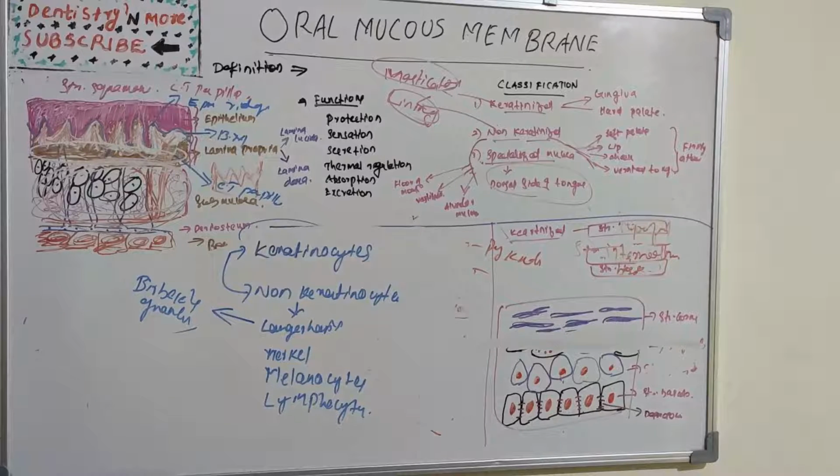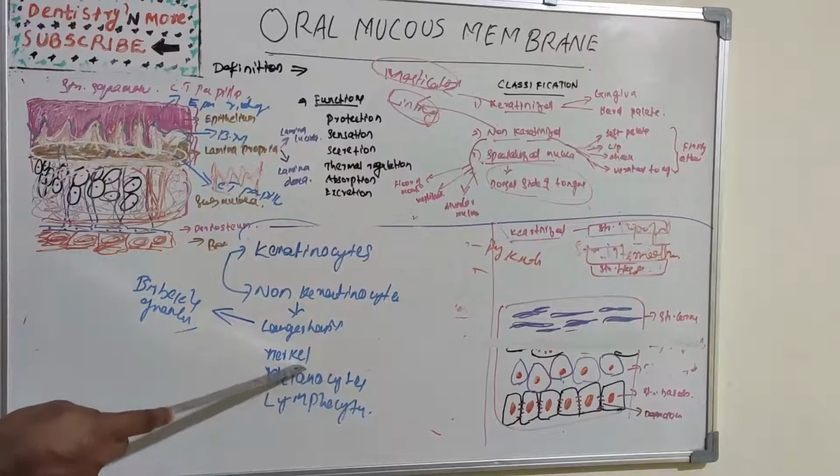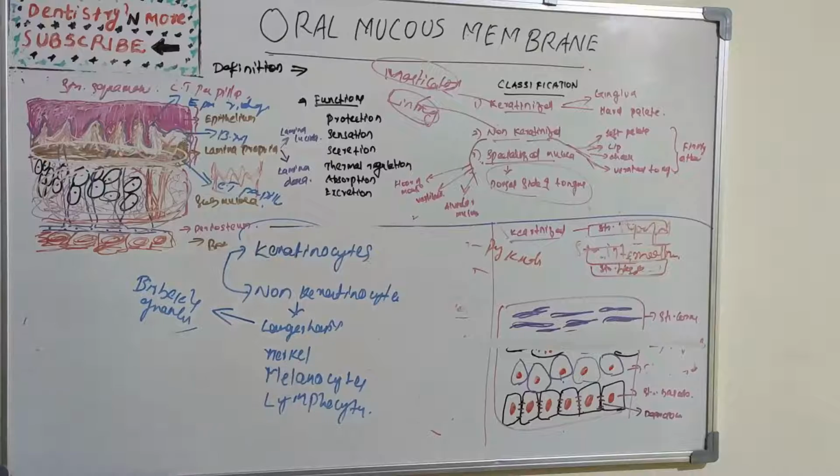Now let's move on to the Merkel cell. Merkel cells are situated in the basal layer of the gingival epithelium, which possess desmosomes and tonofilaments. They are usually associated with axon terminals, that is nerve endings. So it is associated with touch receptors. They are usually found in groups.